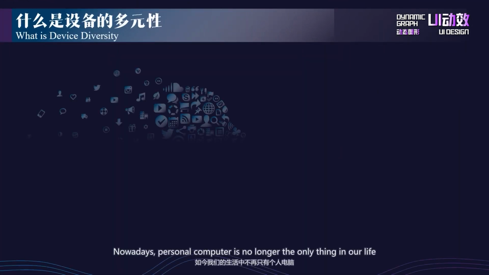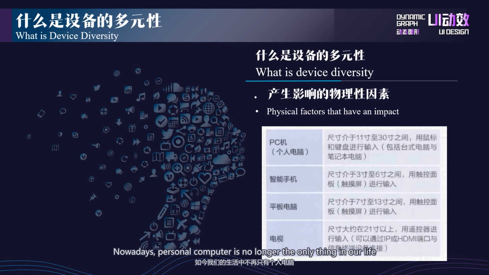Nowadays, the personal computer is no longer the only device in our life. There are many other devices, for example, smartphones, tablets, or TV sets. In the future, there will be more devices in our lives. The user interface includes two elements, page scrolling and format design.